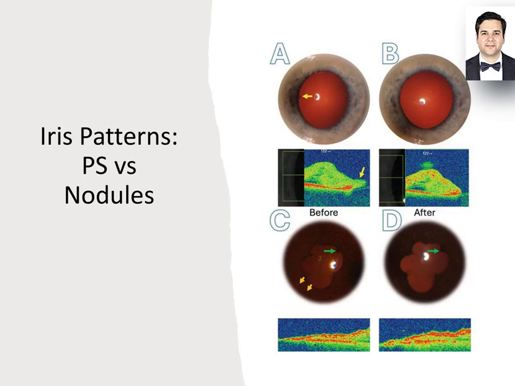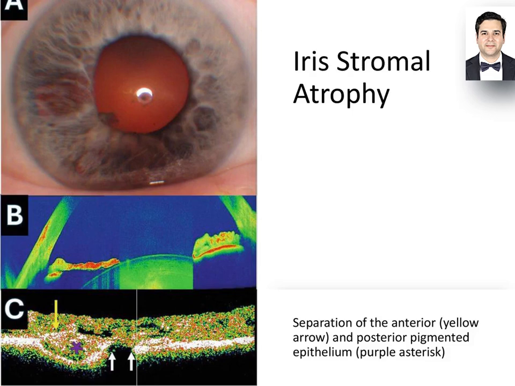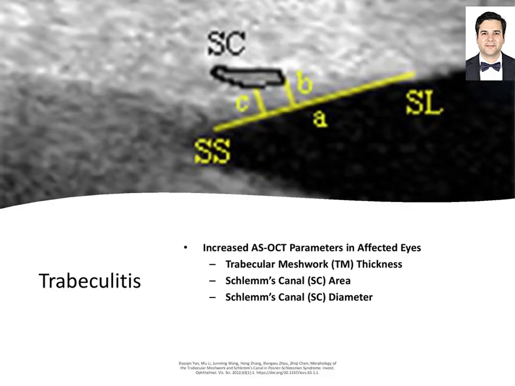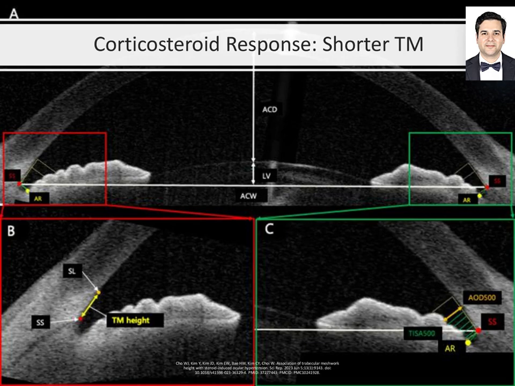In iris stromal atrophy due to herpes uveitis, AS-OCT reveals thinning, smoothing, and sometimes a separation between the anterior and posterior pigment epithelium, offering new insights into disease pathophysiology that need further study. Let's consider some more complex cases. In Posner-Schlossman syndrome, PSS, or other uveitic hypertensive crises, AS-OCT may show thickening of the trabecular meshwork and dilation of Schlemm's canal, helping distinguish between steroid response and primary uveitic ocular hypertension. In ocular hypertension due to corticosteroids, the trabecular meshwork tends to be shorter.